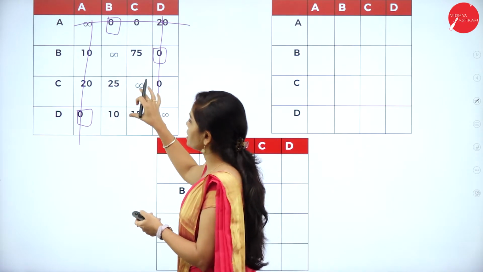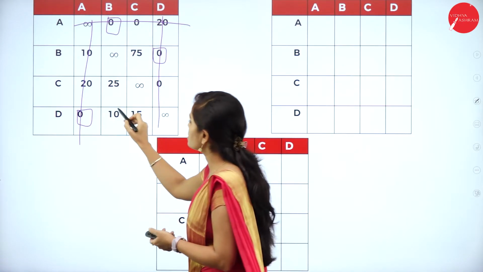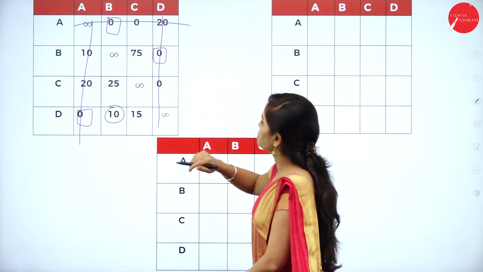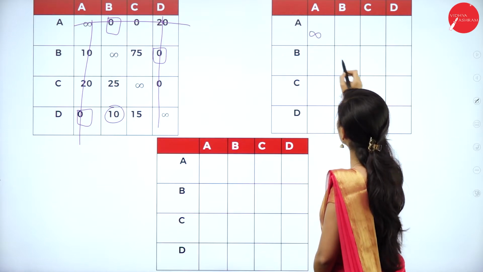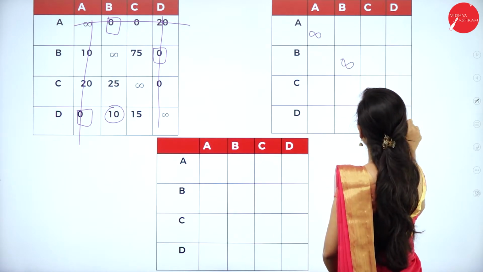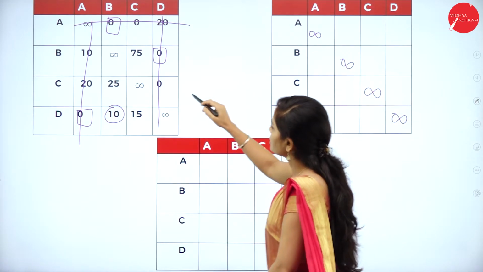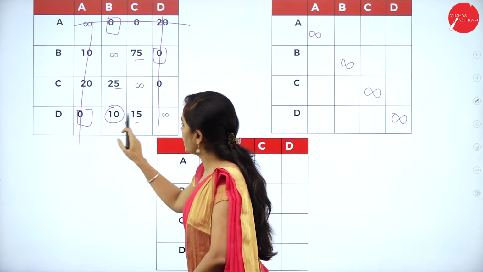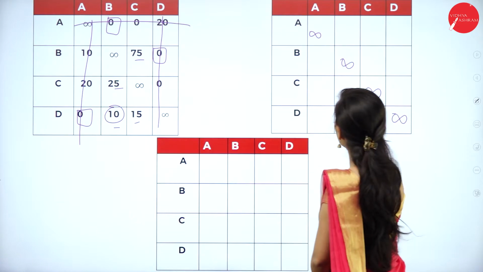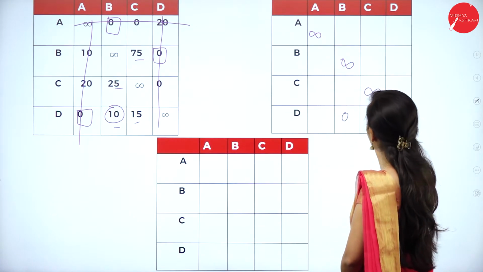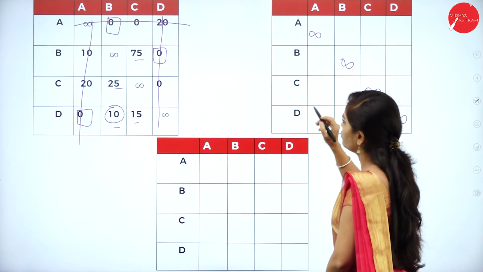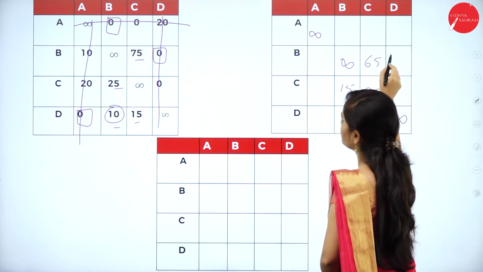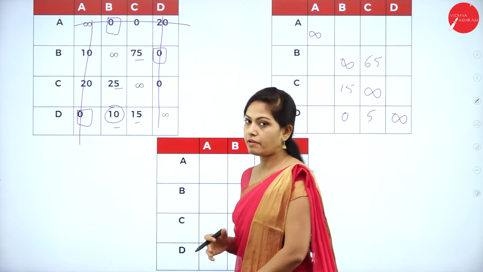Among these undeleted cell values, the least value is 10. Pick this 10 as the least value and subtract with the other values. So diagonal matrix value is same, it is infinity or 0. And the undeleted cell values are 75, 25, 10 and 15. So 10 minus 10, it is 0. 15 minus 10, 5. 25 minus 10, 15. 75 minus 10, 65. I have written undeleted cell values.